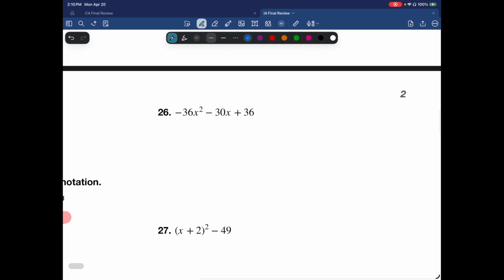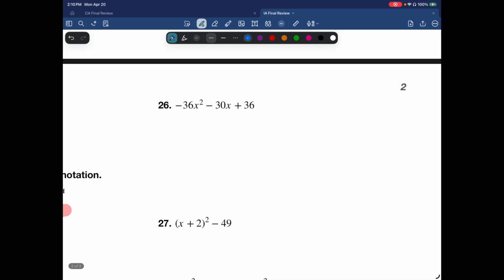On 26, I'm going to factor out a negative 6. So let's see. Negative 6 is going to give me 6x squared plus 5x minus 6. Because I took out a negative, I have to change all my signs. And once again, the GCF was not enough, so I have to do the AC method one more time. All right, so I have negative 6 on the outside, x squared plus 5x minus 36.